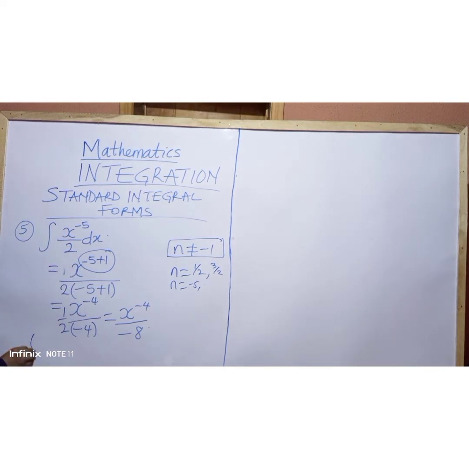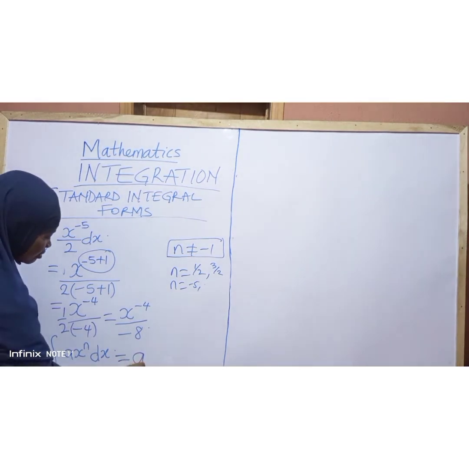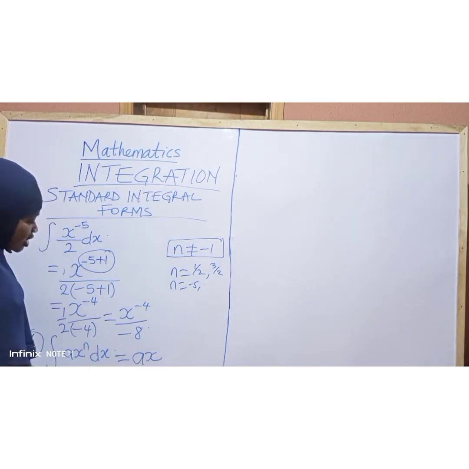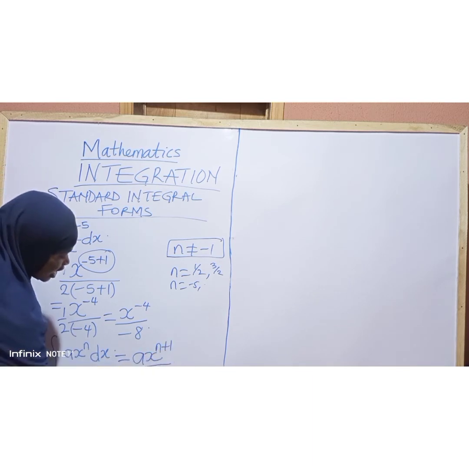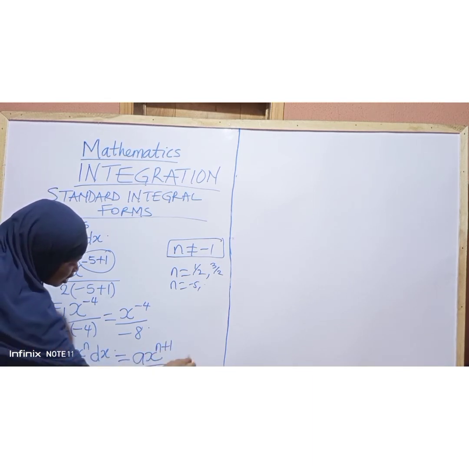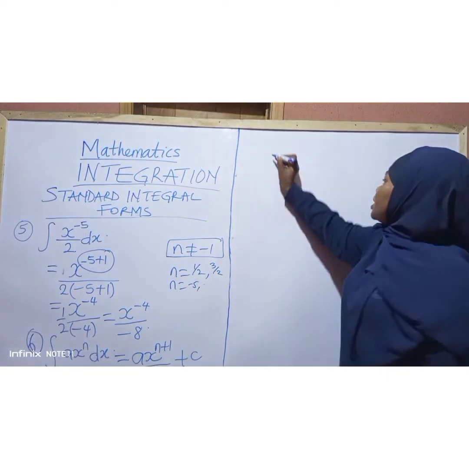Number 6. If I want to integrate a times x raised to the power n dx, that is, it has a coefficient, so like this one, my answer will be a, then x raised to the power n plus 1 just over n plus 1, then everything plus c.